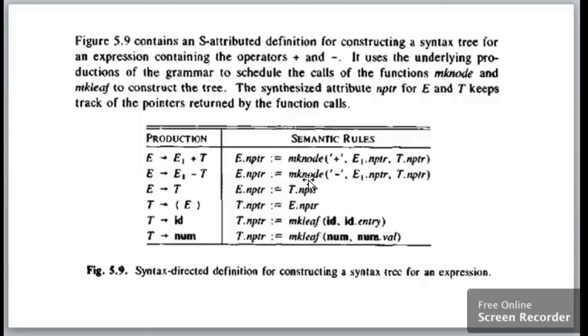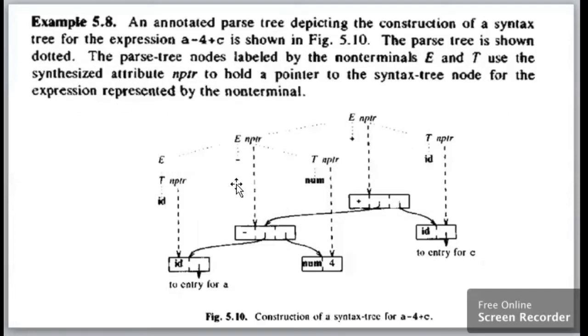So it's going to construct a node with the operator as minus, E1.nptr and T.nptr. E1.nptr is going to be this leaf, that is id. T.nptr is going to be this leaf, that is num4.